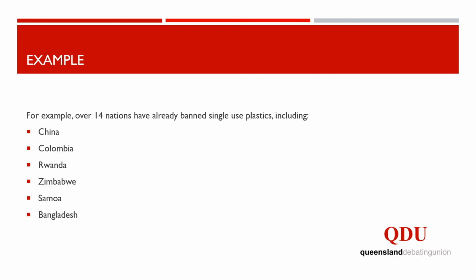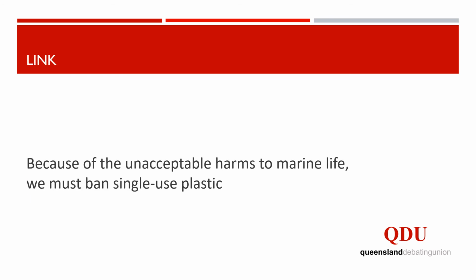For example, over 14 nations have already banned single-use plastics, resulting in huge benefits to their marine wildlife. These nations include China, Colombia, Rwanda, Zimbabwe, Samoa, and Bangladesh. As these nations demonstrate, there are viable alternatives to single-use plastic, and single-use plastic can be banned. Because of the unacceptable harms to marine life, we must ban single-use plastic.